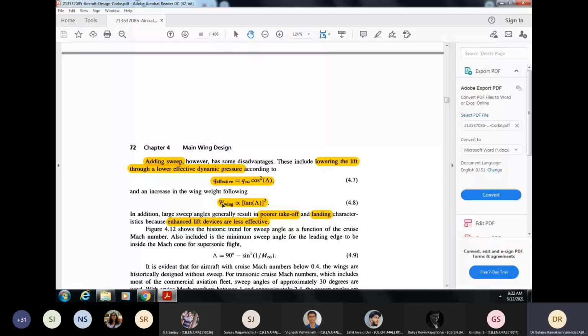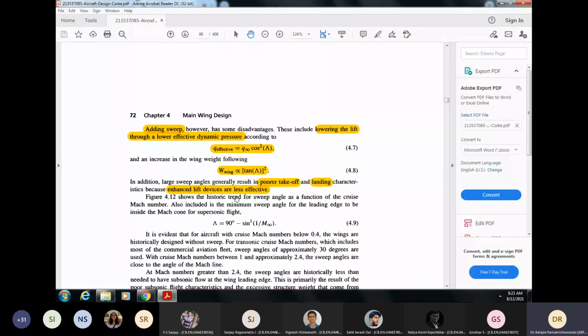Wing weight may also increase. You can see wing weight is proportional to tan squared gamma. Large sweep angles will also result in poorer takeoff and landing characteristics because your flaps will be less effective with more sweep. So you may need a longer runway length.